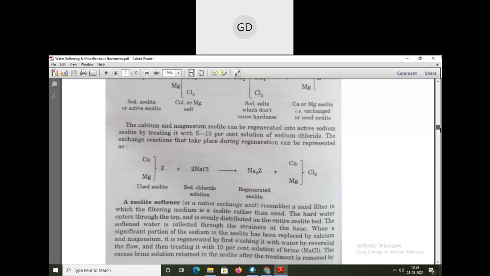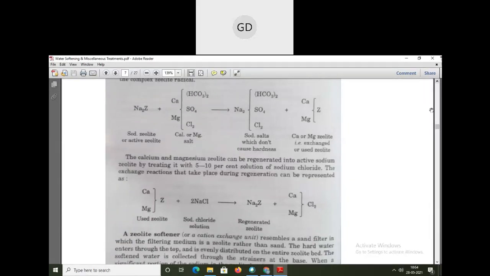In this chemical reaction, when the calcium and magnesium zeolites are formed, they can be regenerated into active sodium zeolites when you treat them with a 5 to 10% solution of sodium chloride. So when you add the sodium chloride solution to the calcium or magnesium zeolites, you get active sodium zeolite. That is the regenerated form. So you are getting Na2Z plus CaMgCl2. This is the final reaction which you are getting.